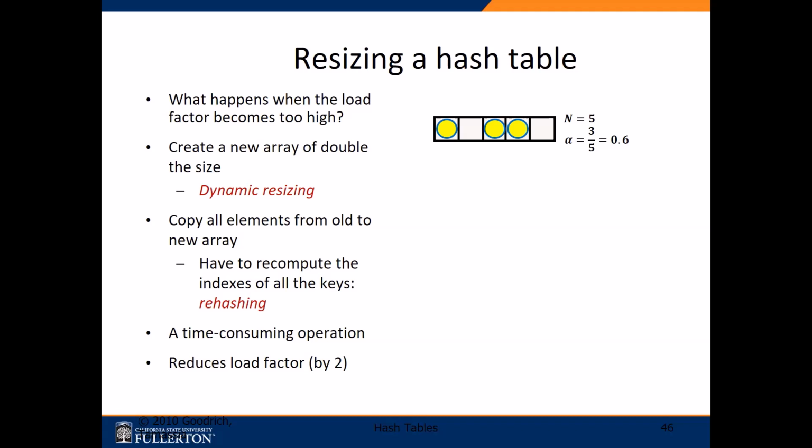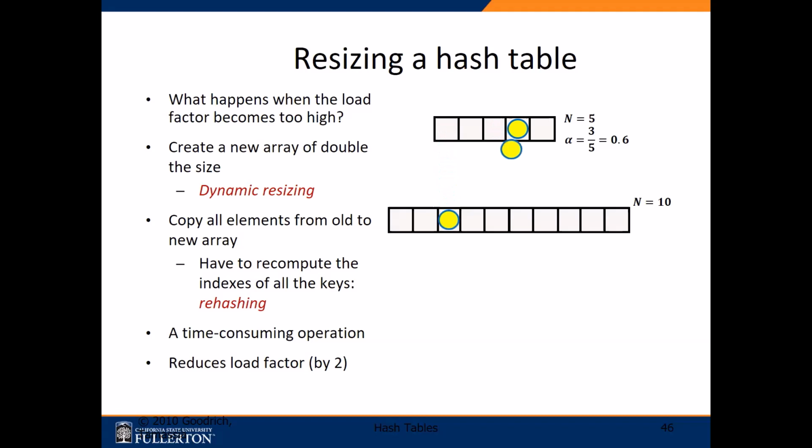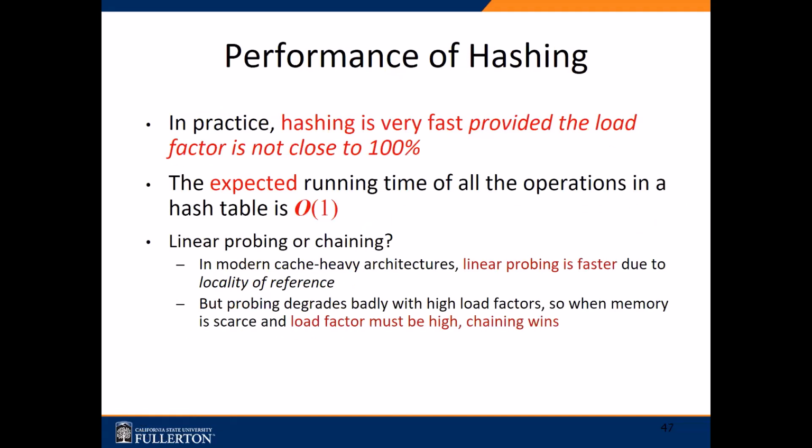For example, consider this array of capacity 5 with 3 items. The load factor is 3 over 5. We can resize this array to an array with double the capacity, 10, and then we rehash all of the contents. And now notice that this reduces the load factor to 3 over 10, half of what we had earlier. So in practice, what all this means is that inserting and finding things in a hash table is very fast, provided my load factor is not close to 1.